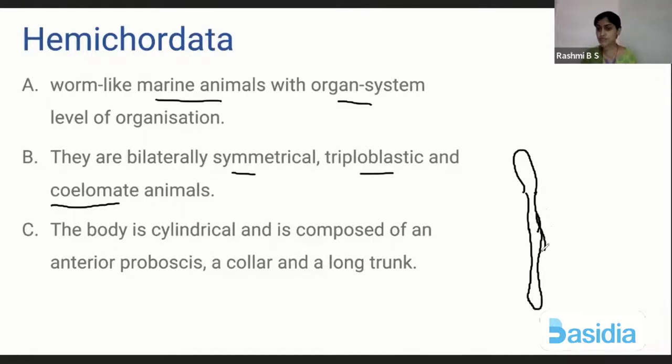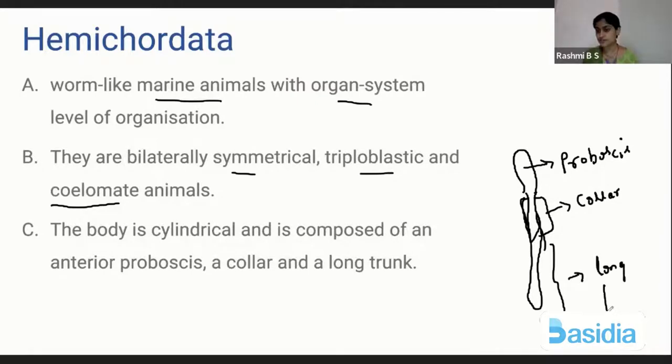They are roundworms, okay? The body is divided into an anterior part, which is called the proboscis. In the middle you have a collar. Just look at your NCERT textbook here in the middle part. So this part is the collar, and the rest of the part is a trunk, which is a very long trunk.